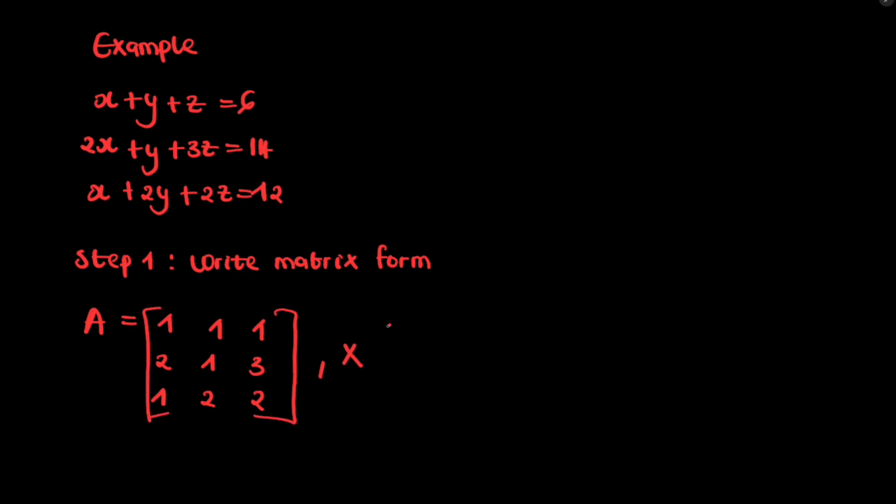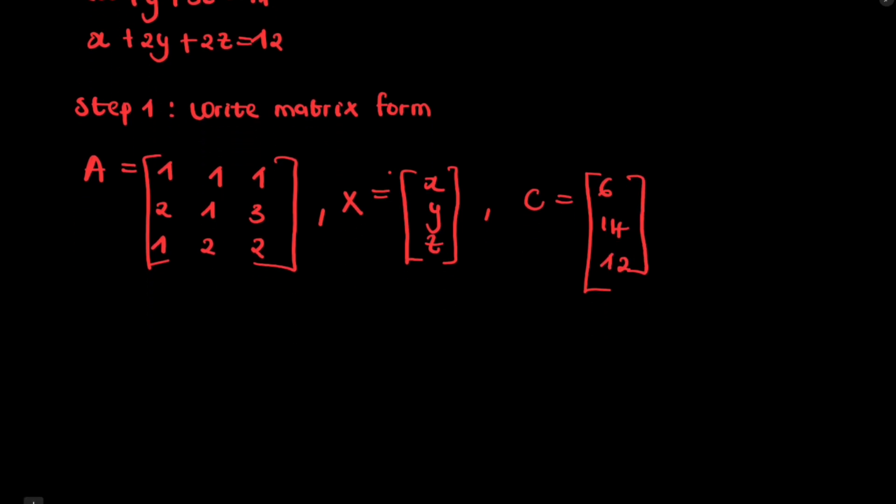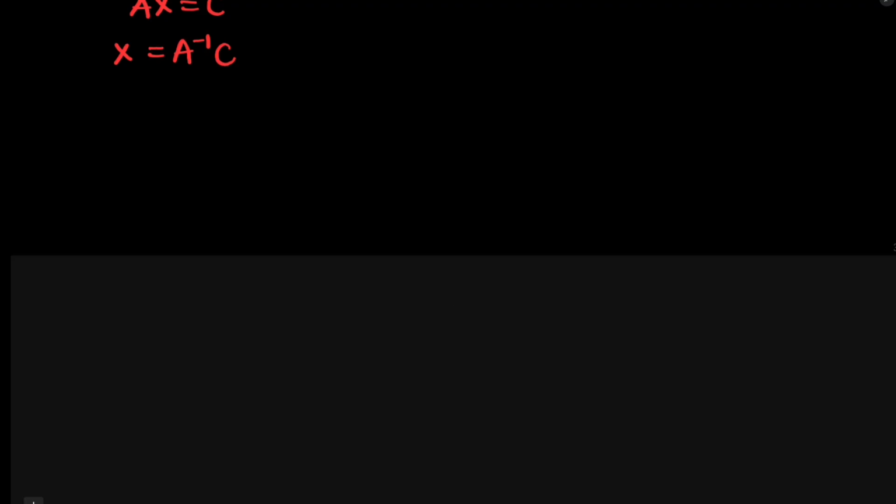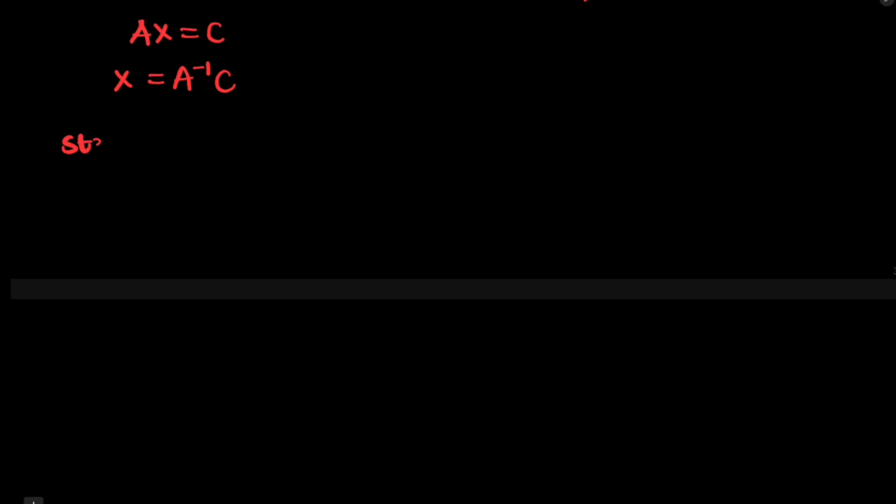Now our x will be the unknowns. The unknowns are simply x, y, and z. And our c will be 6, 14, and 12. So we know ax equal to c, and since we are to find the unknowns, x will be equal to a inverse of c. So now we need to find the inverse of this matrix. So that takes us to step 2. That is to find the determinant of a.